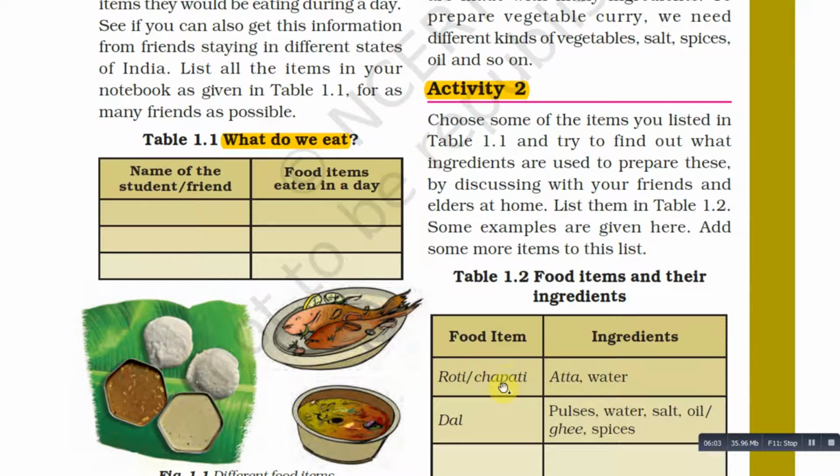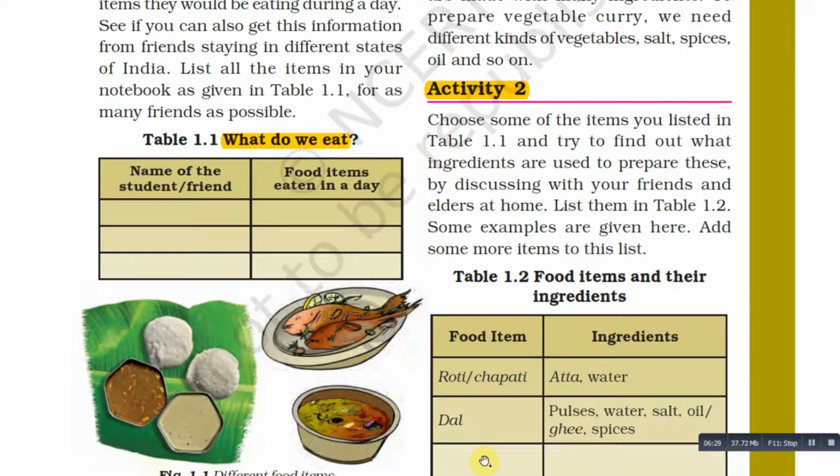Suppose roti or chapati is there. What are the ingredients? Ingredients are atta and water. Suppose you have eaten dal. In that, pulses are there, water is there, salt is there, oil is there, ghee is there, spices are there. Suppose pizza you have written here. What are the ingredients? Suppose chocolate. What are the ingredients? Suppose you have eaten Dairy Milk.